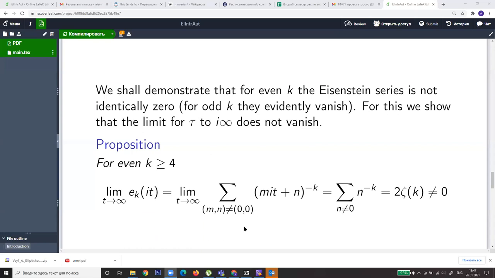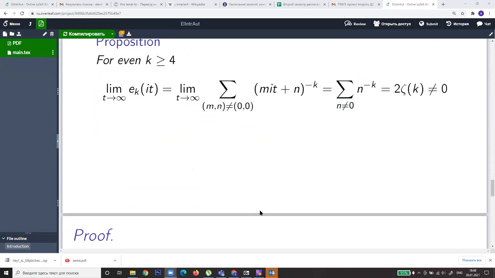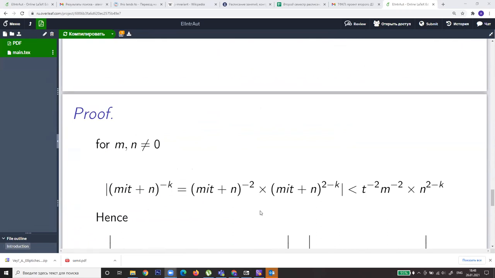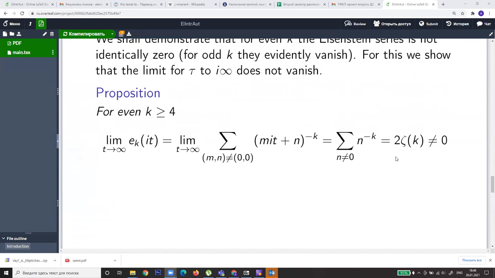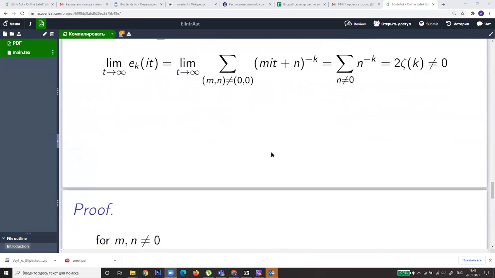Okay, so for this, let me look at this sum. So in this sum, there are terms which do not depend on t, namely this is the sum over m equals zero and n not equal to zero. So I sum only along the coordinate x. Okay, and of course this will be the limit. My claim is that the sum of all other terms tends to zero.